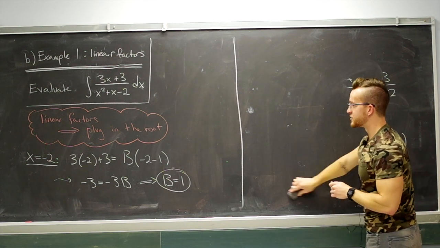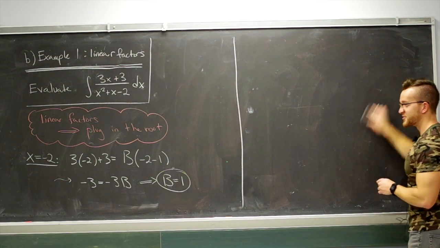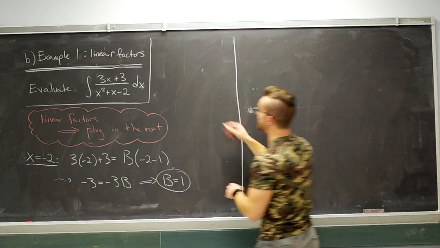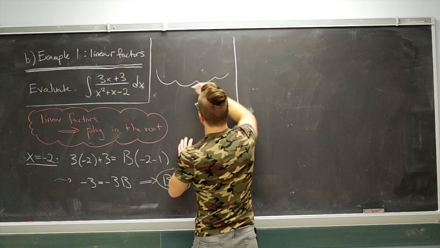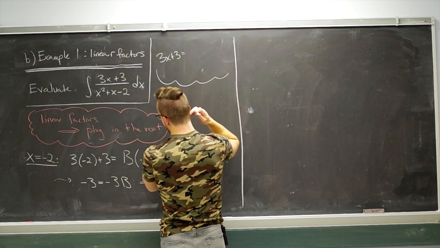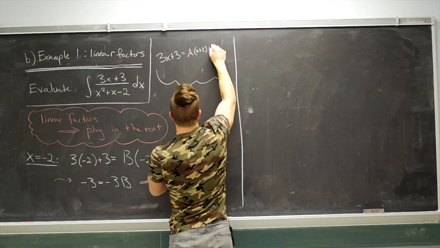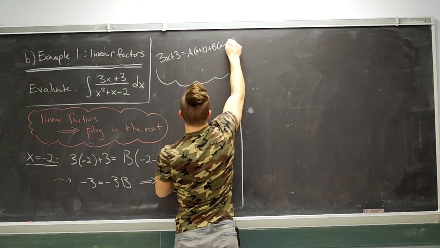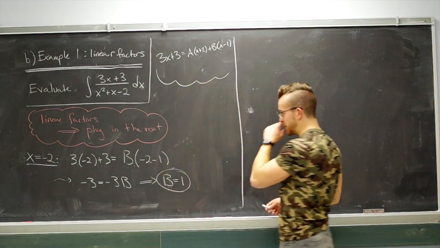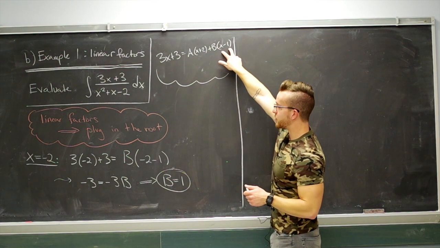And I conveniently just erased the equation that we need to reference. So let me remind you what it is over here. It was 3x plus 3 equals a times x plus 2 plus b times x minus 1. Okay, so we plugged in negative 2. Now we need to plug in 1.